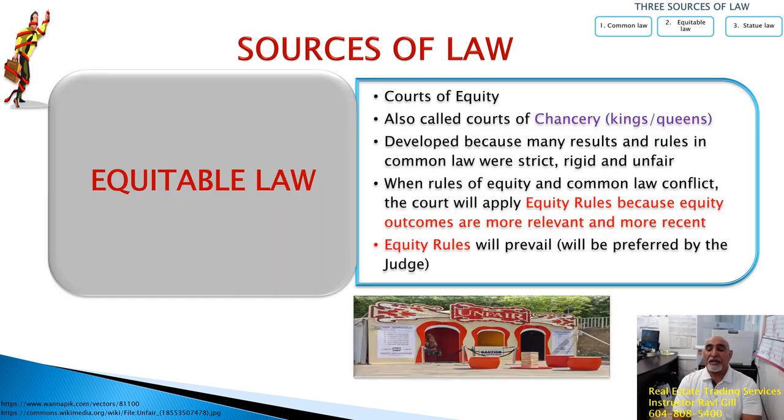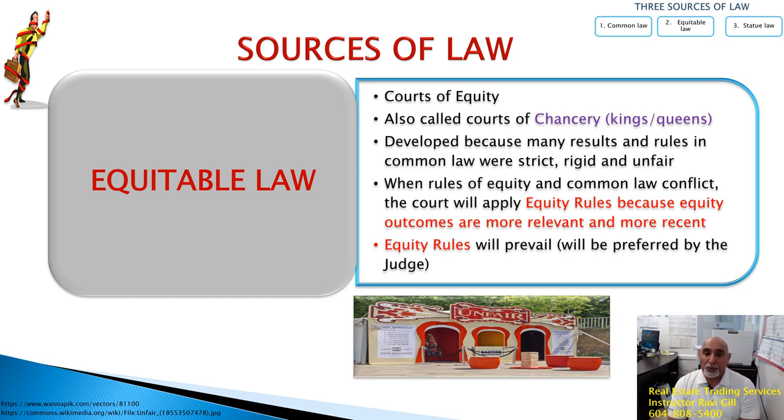Okay, so the second type of law, or second source of law, is the equitable law. Equitable law came about a couple of hundred years ago because there was only one outcome that the judge could give to the innocent person. In equitable law, there are three outcomes that the judge could give to the innocent party.